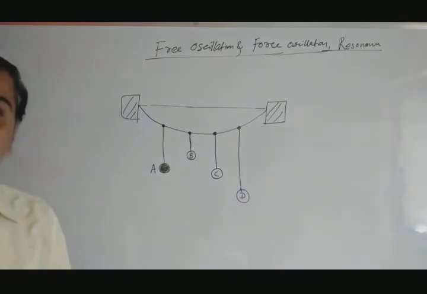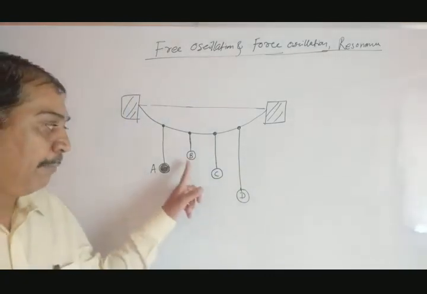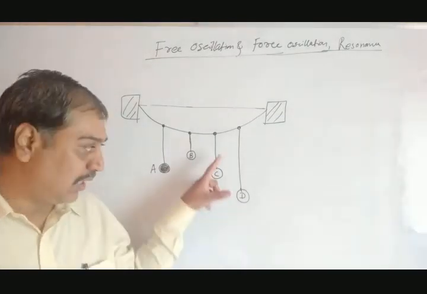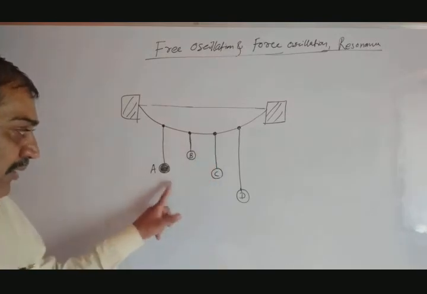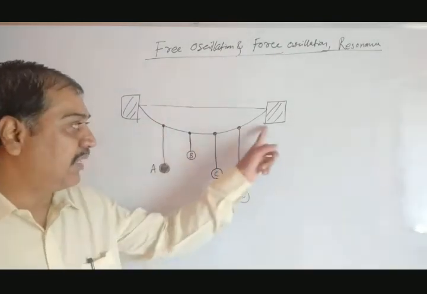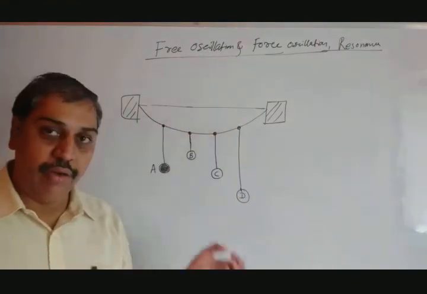Let us suppose pendulums A and C have the same length. B is shorter in length and D is larger in length. The length of the string is large for D, the same for A and C, and small for B. And this is attached to one single string, which is attached to the two rigid supports. Due to the weight, it comes down or slacks.